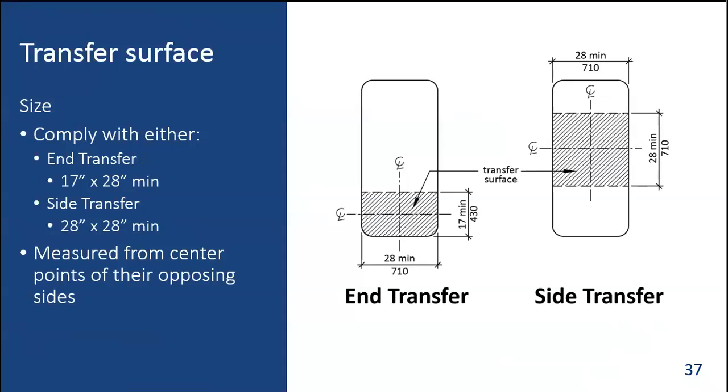An end transfer surface must be at least 28 inches wide and 17 inches long. A side transfer surface must be at least 28 inches wide and 28 inches long. The side transfer surface location can be anywhere within the length of the examination surface that allows patient transfer on two opposing sides. It doesn't need to be towards the top or towards the bottom, as long as there's any location within the surface area.